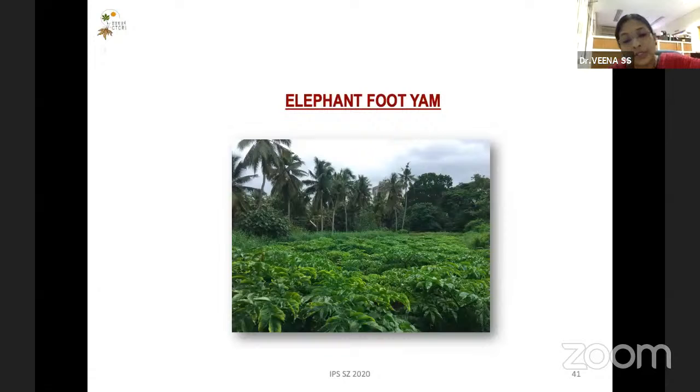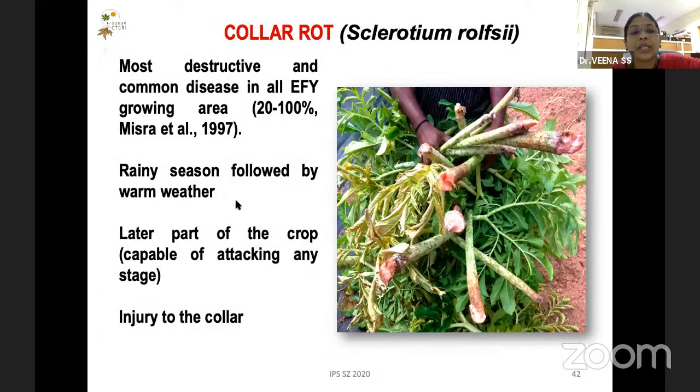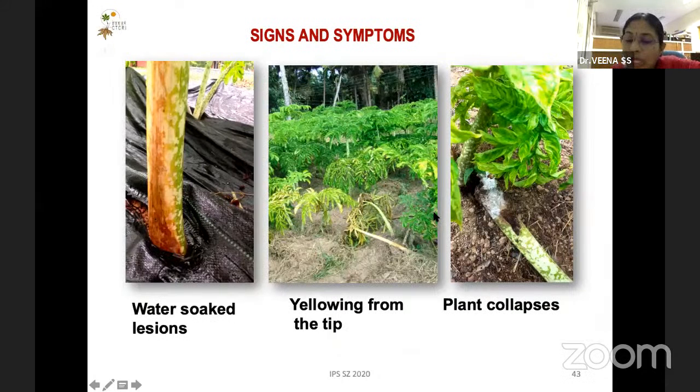And we'll go to the last crop, that is elephant foot yam. Collar rot caused by Sclerotium rolfsii is the most destructive and common disease in all elephant foot yam growing areas. Usually this prefers rainy season followed by warm weather. And usually the later part of the crop is very much susceptible. However, it can come at any stage. And injury caused at the collar region during intercultural operation is the predisposing factor for the disease.